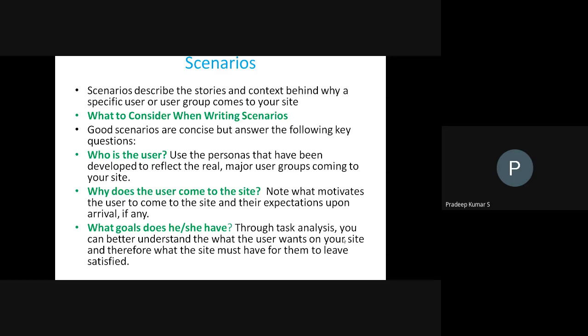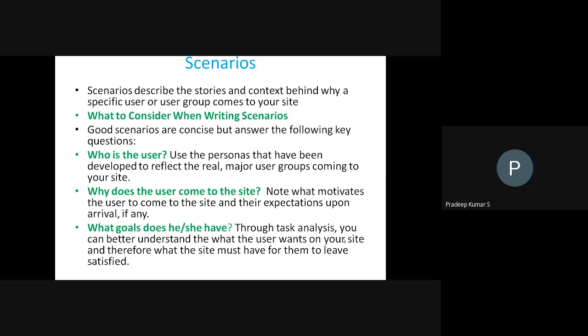Here several questions are there; then only you can analyze what a scenario is. I put up the question in the PPT, what to consider when writing a scenario. That is important, because during the examination, if some students do not give the perfect answer, they are given marks for the relevant answer only. So I put this slide in the PPT. It is helpful for the examination also.